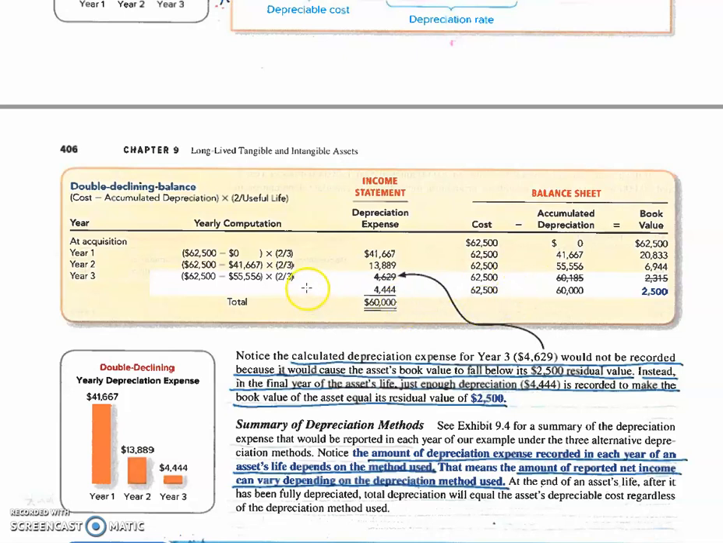There's actually ways that we deal with that, but that's kind of beyond the scope of this class, so I'm not going to confuse you with that. We won't deal with situations like that in this class, but we will deal with situations like this one here, where in the latter years we have to stop depreciation when we get to net book value down to residual value.